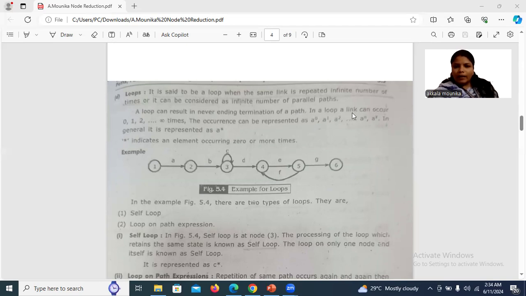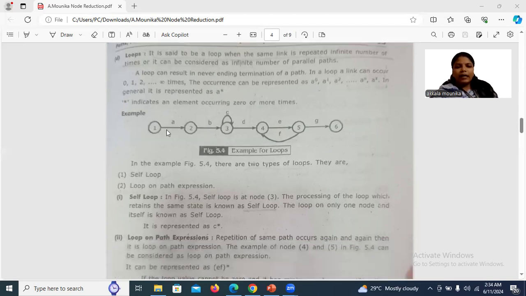If the loop link can occur 0, 1, 2, 3 up to infinity times, the occurrence can be represented as a power 0, a power 1, a power 2, and so on up to a power n. Okay. In general, it is represented as a power star also. That means here star indicates an element occurring 0 or more times. For example, see the example here.